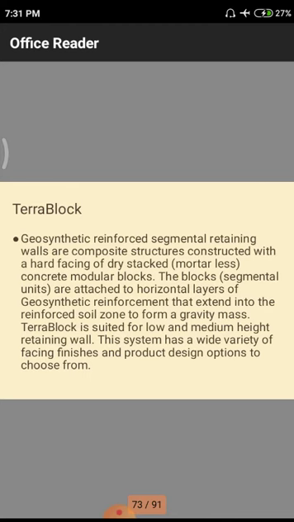Next one is the Terrablock. What is Terrablock? How do we utilize this in the form of reinforced earth structures? Geosynthetic reinforced segmental retaining walls are composite structures. Normally geosynthetic, synthetic means we are using polymers. And the second one is reinforced segmental retaining walls. Reinforcement means we are using geosynthetic reinforcement for the construction of these earth retaining walls.